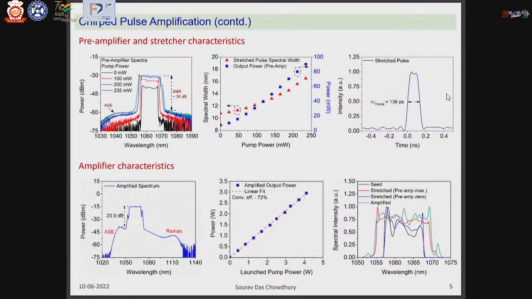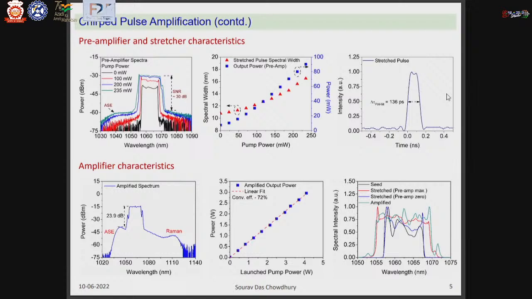So this is the pulse spectra after the pre-amplifier. During stretching, due to nonlinearities in the optical fiber, the spectrum also broadens. This is the output power curve and the spectral width, the increment of the spectral width and the increment of the output power. This is the stretched pulse. After stretching, I achieve around a 140 picosecond pulse.